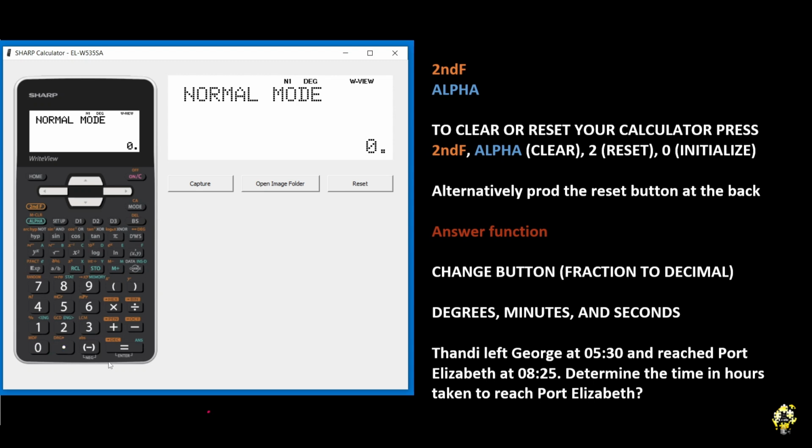Alternatively, at the back of your calculator, there's a button that you can prod with your pen, press with your pen. I don't know why it's written prod there. I wrote that. It's press. But prod still does the same thing.